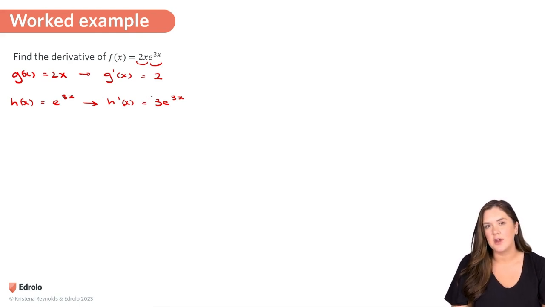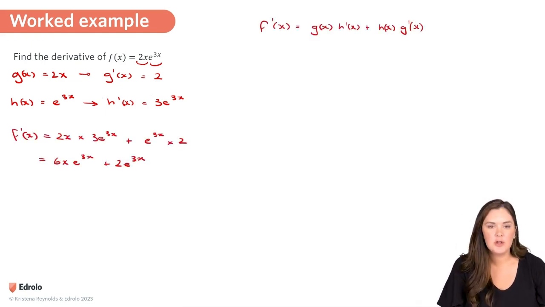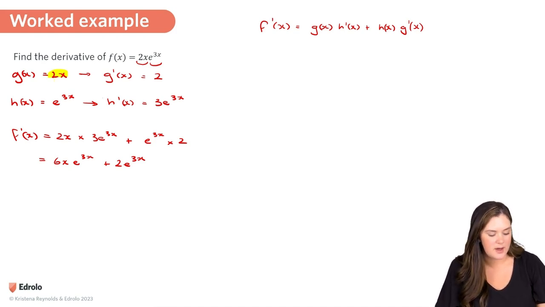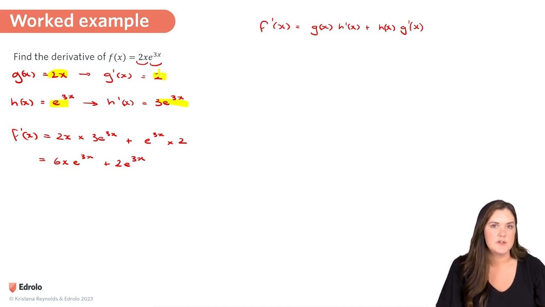So now we're going to put all of that into our rule, which I'm just going to put at the top here so that we remember what that rule is. Putting all of this together, firstly, we are finding just g of x. So we've got 2x at the start, multiplied by the derivative of h, so we have our 3e to the power of 3x, and then we're going to add our h, which was the e to the power of 3x, multiplied by the derivative of g, which was 2. Simplifying all of that, we get 6x e to the power of 3x plus 2e to the power of 3x.